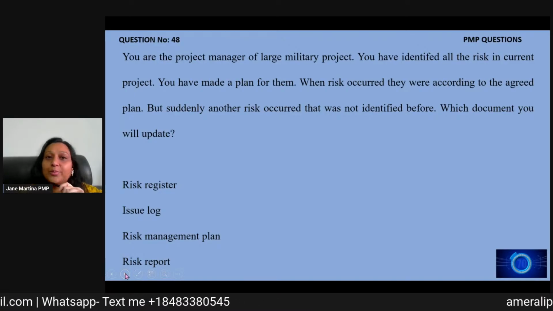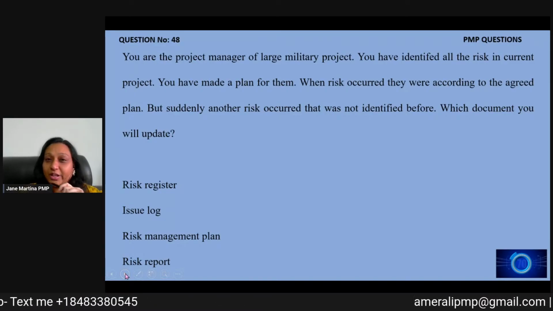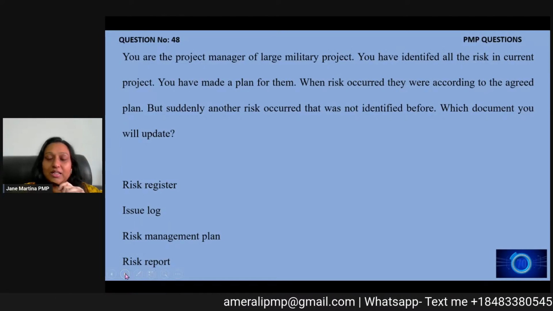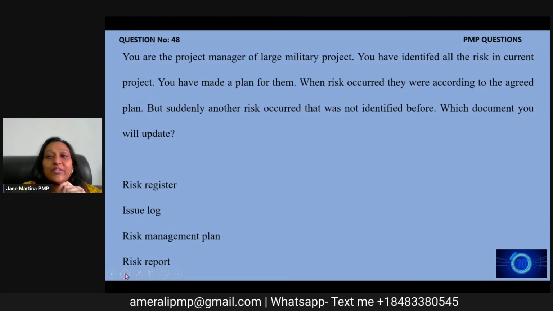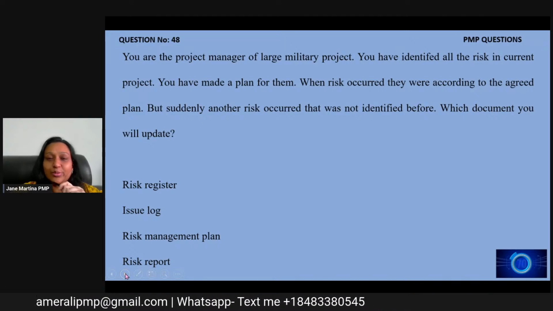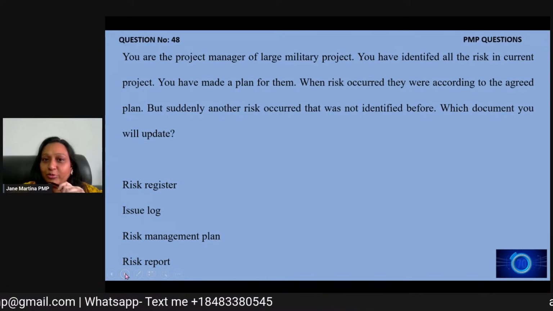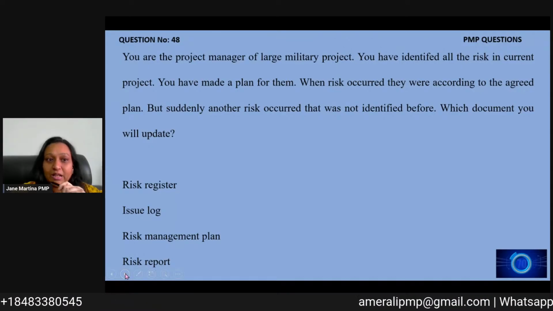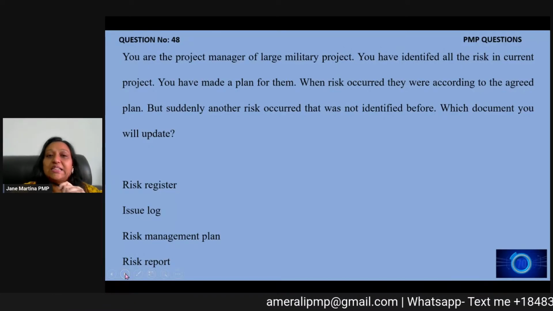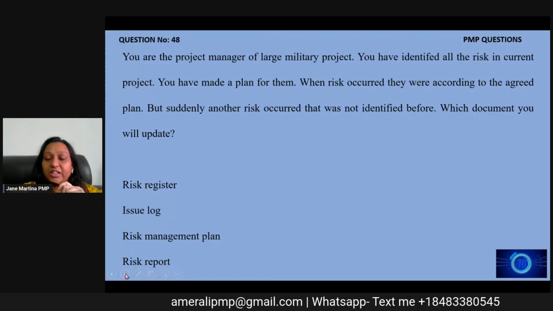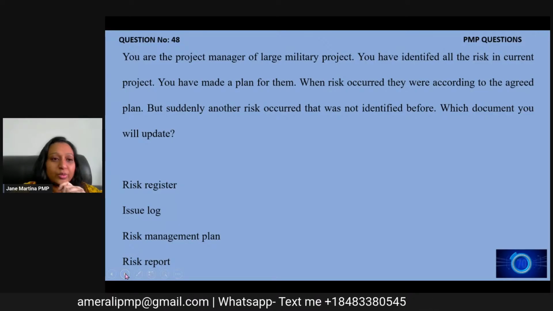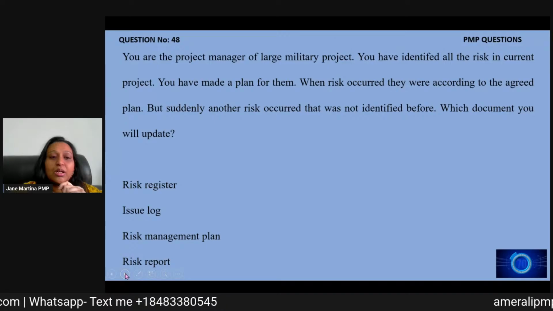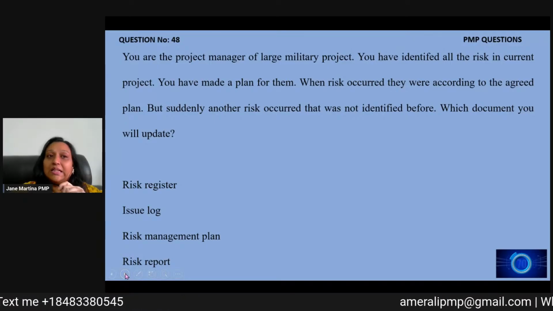You are the project manager of a large military project. Okay, this is like risk identification. So you have identified all the risks in the current project. You have made a plan for them. When the risks occurred, they were handled according to the agreed plan. But suddenly another risk occurred that was not identified before. Which document will you update? Risk register, issue log, risk management plan, risk report.